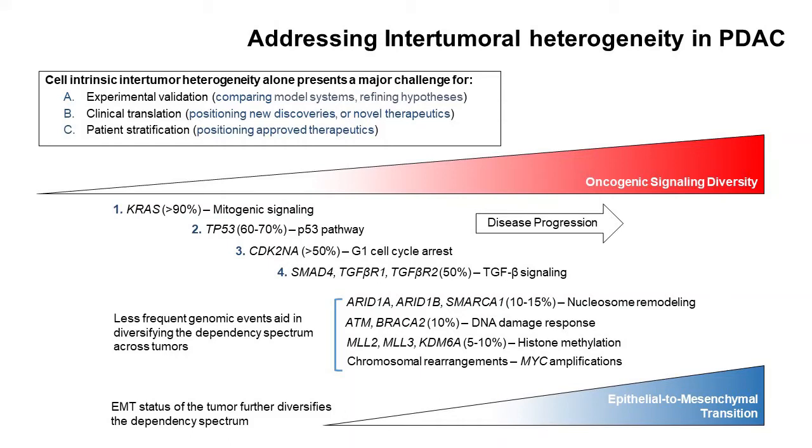So in order to address establishing context dependency, we have to understand heterogeneity in pancreatic cancer. And heterogeneity in pancreatic cancer, and specifically oncogenic signaling diversity in pancreatic cancer, is driven by multiple facets. And even though pancreatic cancer has a relatively flat mutational landscape, primarily driven by the big four mutations, KRAS, P53, and so on, there are less frequent mutations that occur in the tumor, as well as ongoing epithelial mesenchymal transition that can dramatically affect the dependency spectrum of these models and of these tumors.